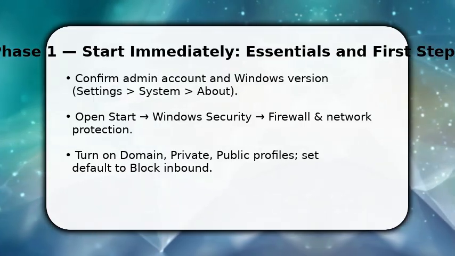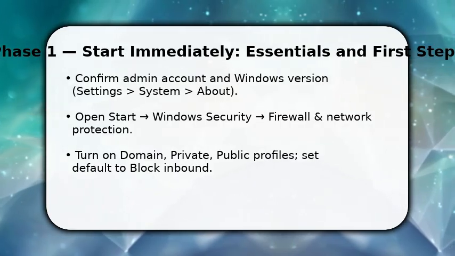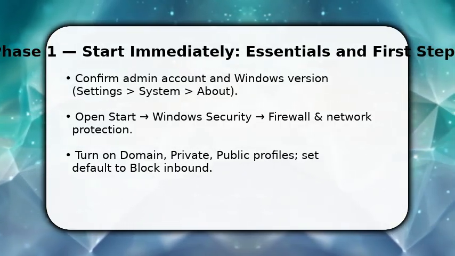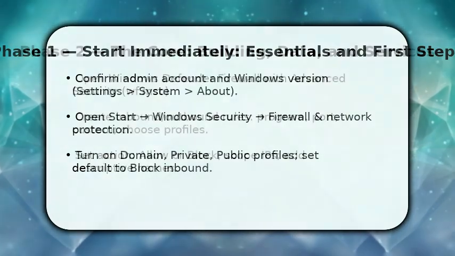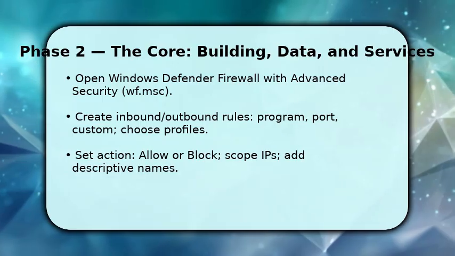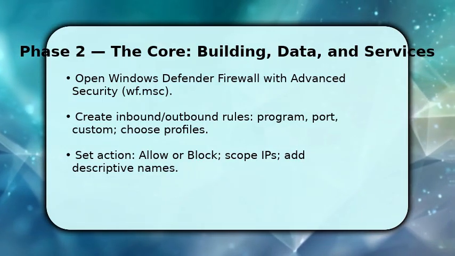That prevents unsolicited connections. Then, click Allow an app through Firewall to quickly permit trusted software. This gives you immediate control while you prepare more specific rules. Next, open Windows Defender Firewall with Advanced Security for precise control. Type wf.msc or use the link in Firewall settings.